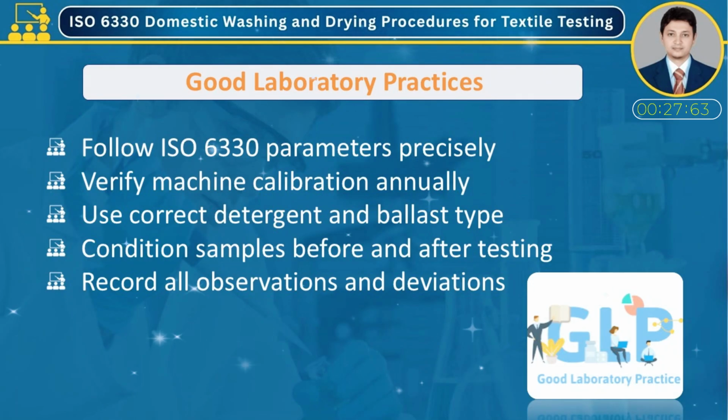Summary and good laboratory practices. To maintain consistency and reliability, laboratories must adhere strictly to ISO 6330 procedures. Calibrate equipment regularly, handle specimens carefully, and ensure all records are complete and traceable. This guarantees the integrity of laundering test results across all textile evaluations.